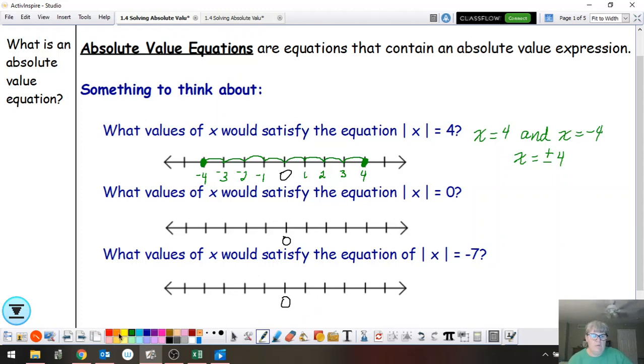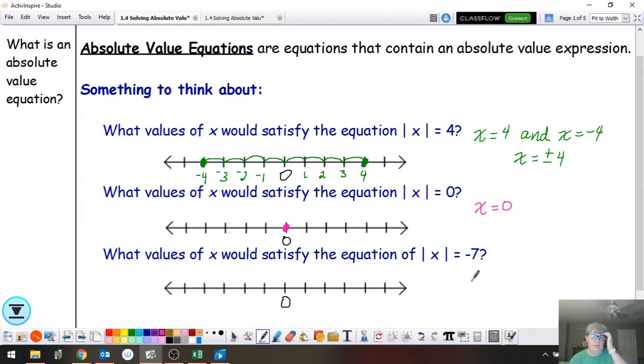For the second equation, we have absolute value of x equals 0. Well, I want to be 0 units away from 0. The only value that works for that is 0. So in this case, we only have one solution, and that's x equals 0. And then our third equation is absolute value of x equals -7.